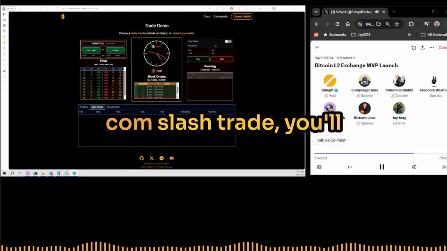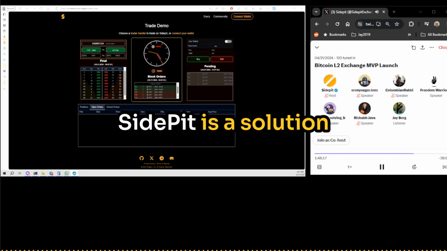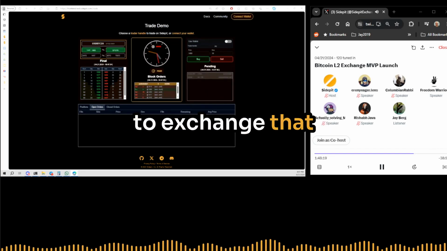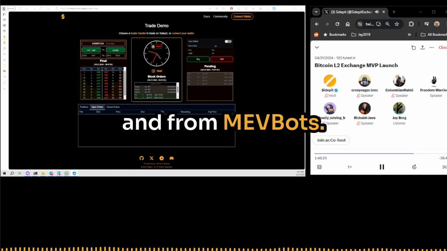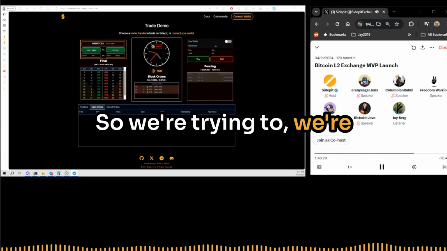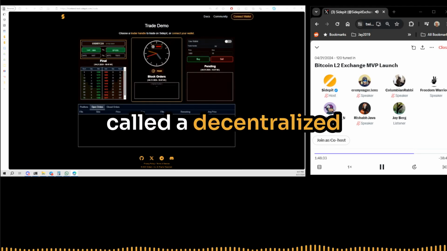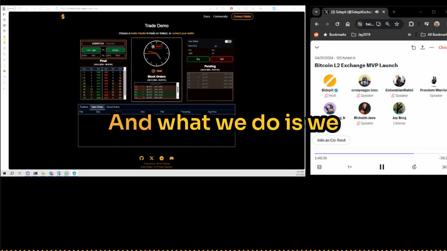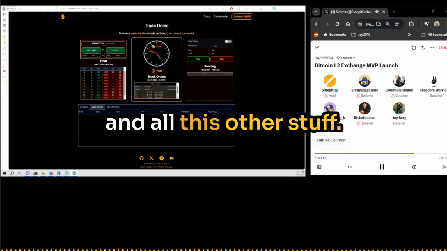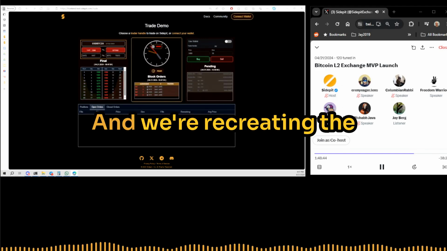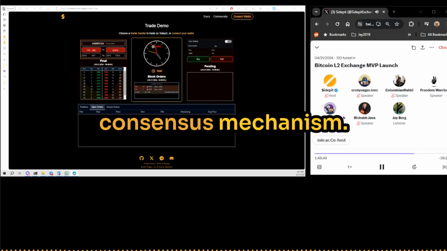Yeah, if you go to SciPid.com/trade, you can watch what's happening. But SciPid is a solution to exchange that removes manipulation from Wall Street bots and from MEV bots. So we're eliminating manipulation on both sides with a new mechanism. It's called a decentralized limit order book. And what we do is we remove flash crashes and execution risks and all this other stuff. And we're recreating the trading pits, the physical trading pits, with a new consensus mechanism.